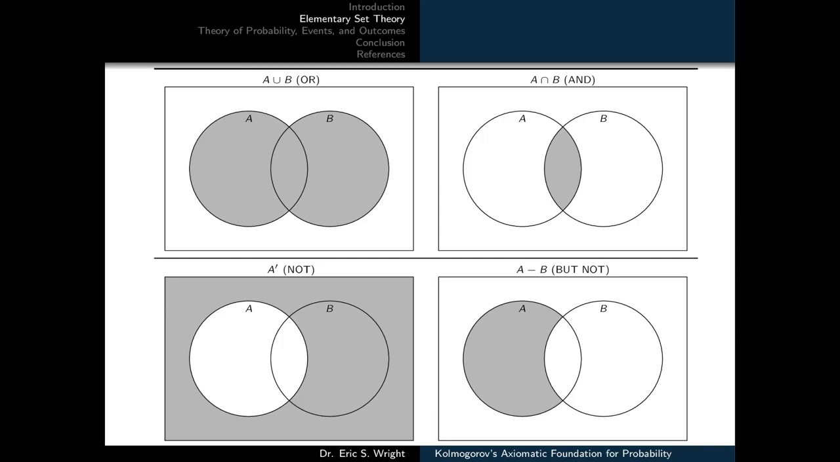Not A, the complement of A, is the set of all outcomes that are exclusively outside of A, and so we can see why its Venn diagram is shaded accordingly. And A but not B, the relative complement, is the set of outcomes that belong to A but are excluded from B. They are on the outside of B. So that's why we are shading only the part of the A event that falls outside of the B event.